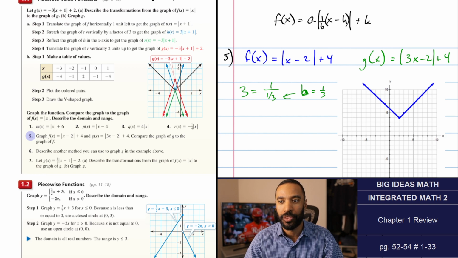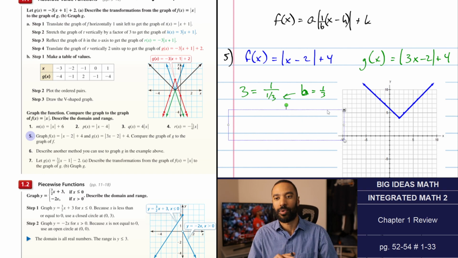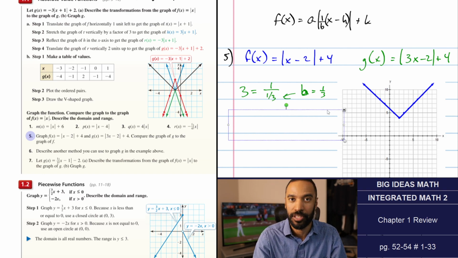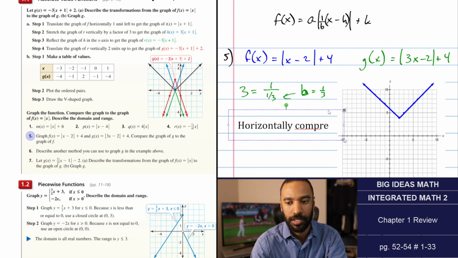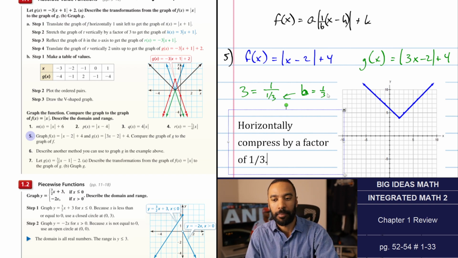So what's my point of all this? The B is 1/3. That's something inside of here. You need to horizontally compress this graph. You need to make x's that are 1/3 the size of what they would normally be. Horizontally compress by a factor of 1/3.